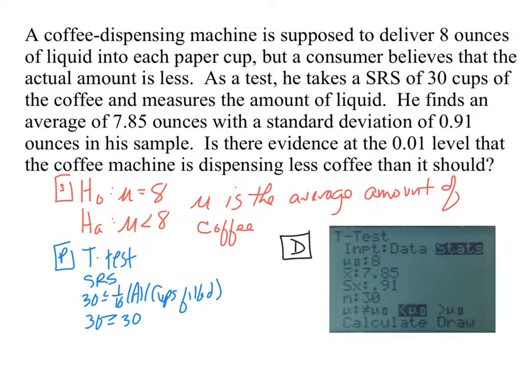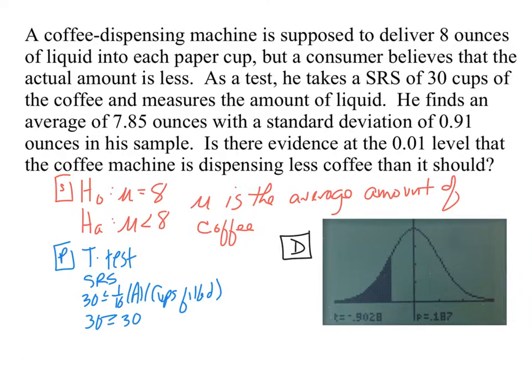So I went into my calculator, the t-test. We've got the stats. Our null was 8. Our sample mean was 7.85, deviation 0.91, 30. Make sure that the inequalities match, and then I'm going to draw. So here's what I see when I draw. You can see my t-statistic and my p-value.